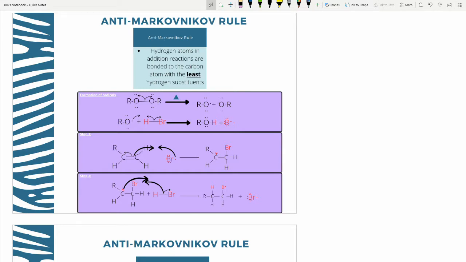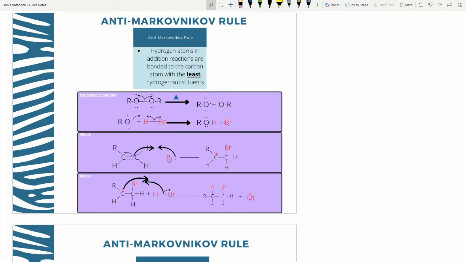when forming radical intermediates, the same rule applies as we did with carbocations. A tertiary carbocation is more stable than a secondary, in the same way that a tertiary radical is more stable than a secondary. The last step is the allylic radical then abstracts a proton from the HBr to form the anti-Markovnikov product and then regenerate the radical.